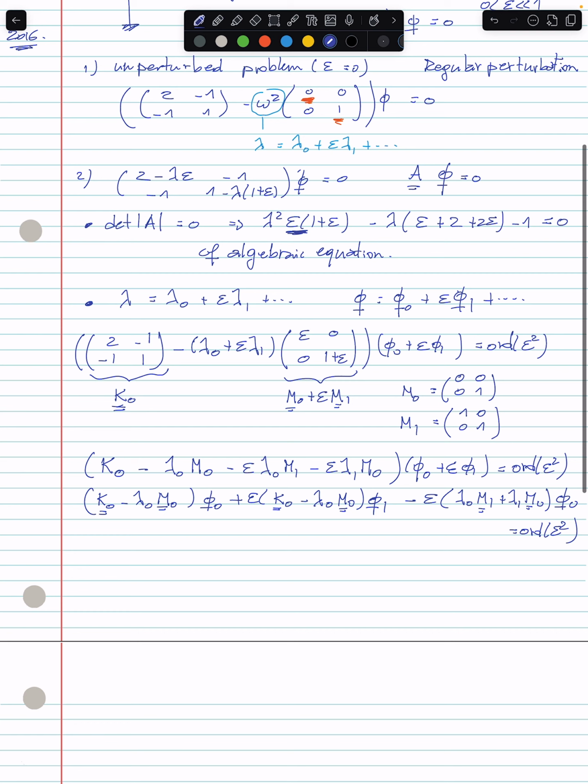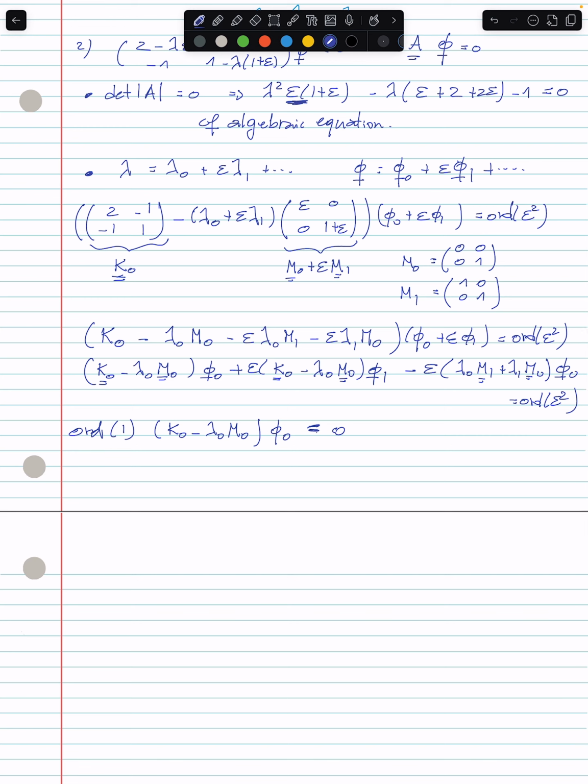All right, so once we have this, as usual, we write that the problem is satisfied at each order. And so at leading order, we have K0 minus lambda 0 M0 times phi 0 is equal to 0. All right, so here we have an eigenvalue problem. We need to solve it. It's a 2x2 problem, so we do expect 2 eigenvalues and 2 eigenvectors, right? So that's probably the first thing to do.